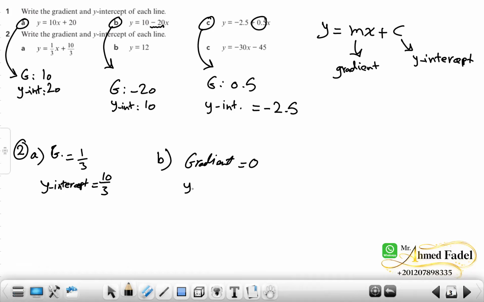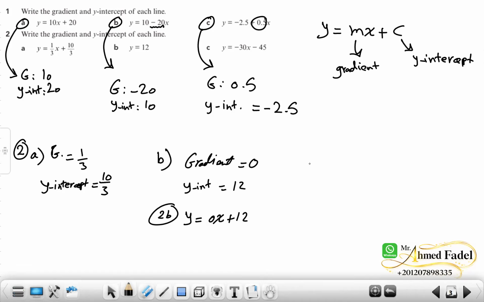But what about the y-intercept? The y-intercept, you're going to find out that it is the constant, which is just 12. So in other words, if you're talking here about question 2b, it is exactly similar to y equals 0x. Think about it this way, plus 12. So what is the gradient? The gradient is 0. And what is the y-intercept? It is 12. Okay? All right.